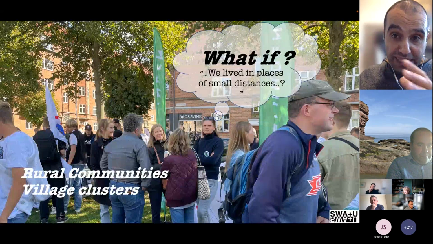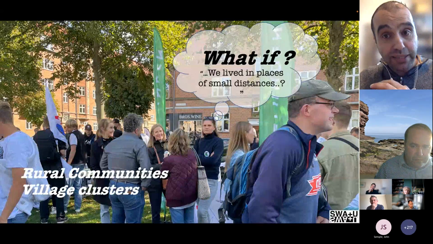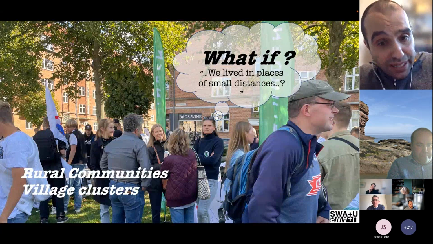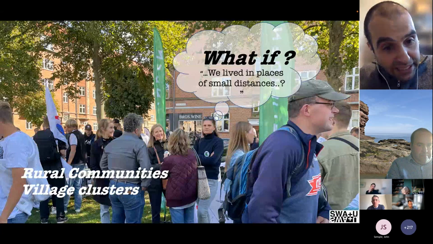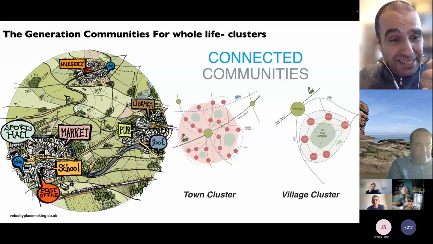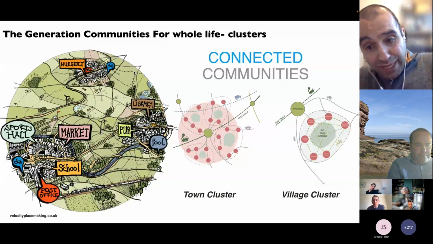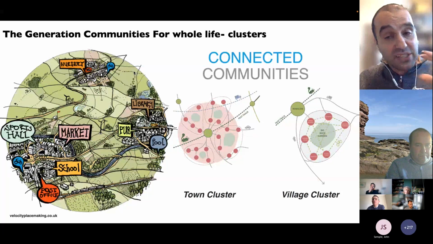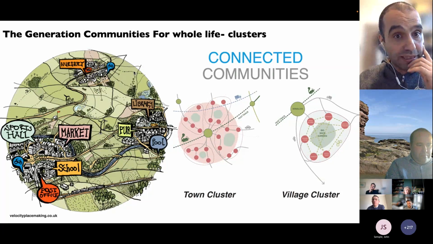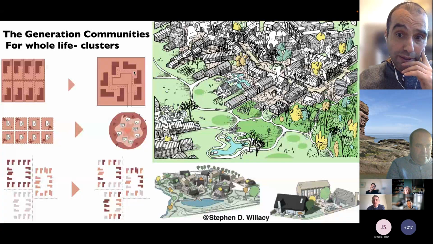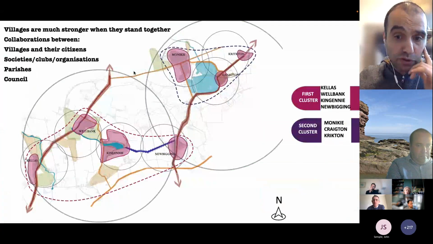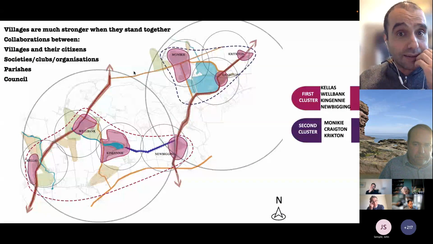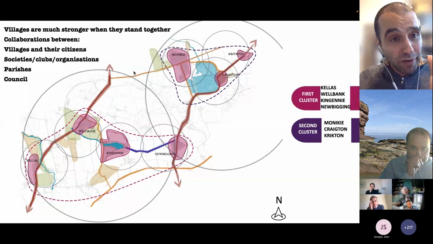exploring different scenarios. And one of those scenarios we looked at: what if we lived in places of small distances? The whole idea was creating those rural villages, looking at village clusters and town clusters, and how they could potentially start creating connected communities, so they support each other. And we have a lovely input from Stephen Wallacey about the concept and how it may work, taking into account the specificity of Angus Council.